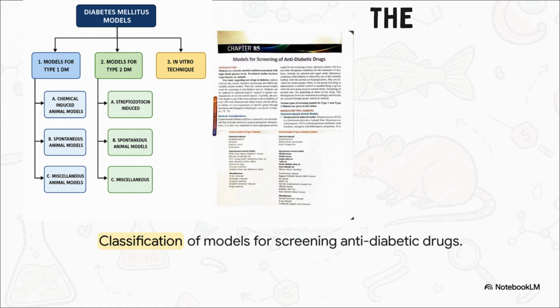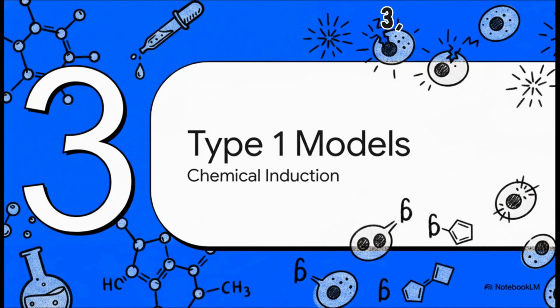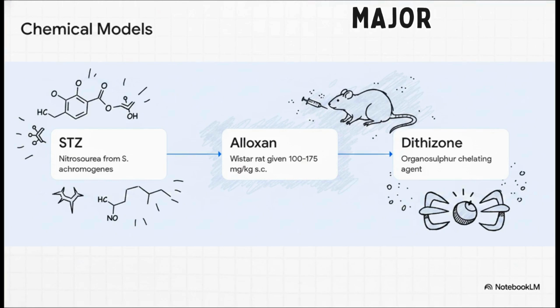Now, let's actually break down the exact details you'll need for every single branch. Which brings us to Section 3, Type 1 Chemical Models. All right, so this is our first major subheading, the chemical induction of type 1 diabetes. Basically, this is all about destroying those pancreatic beta cells. You'll want to use the rule of threes here and memorize the mnemonic SAD. SAD. That stands for streptozotocin, alloxan, and dithizone.